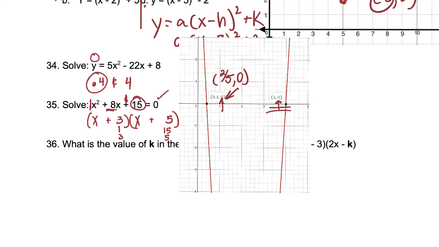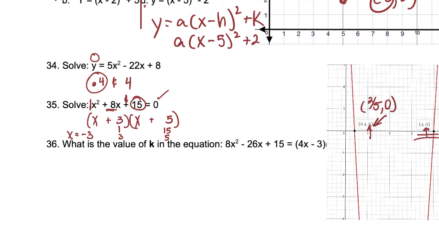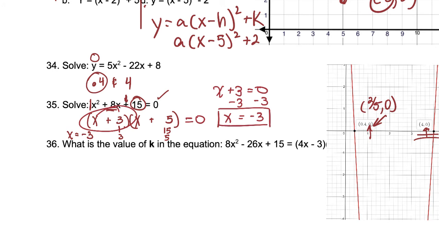But now we can solve it. Remember, you have to set it equal to 0 to solve. So x plus 3 and x plus 5. After I have it factored, you take the first factor, x plus 3, set it equal to 0, and solve. x equals negative 3. That's one of the answers for x. Then you take the other factor, x plus 5, set it equal to 0, x equals negative 5. There's your other solution.